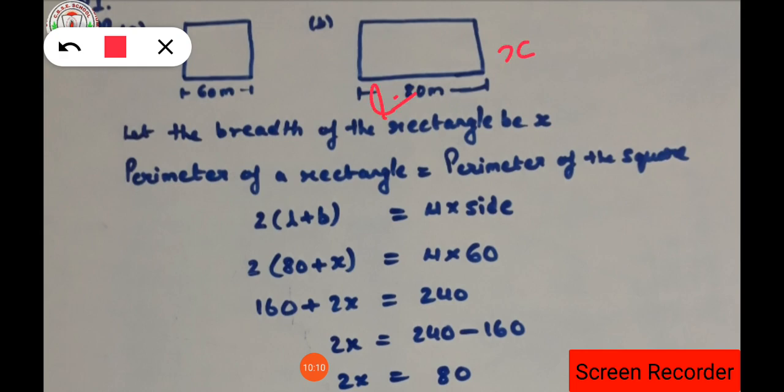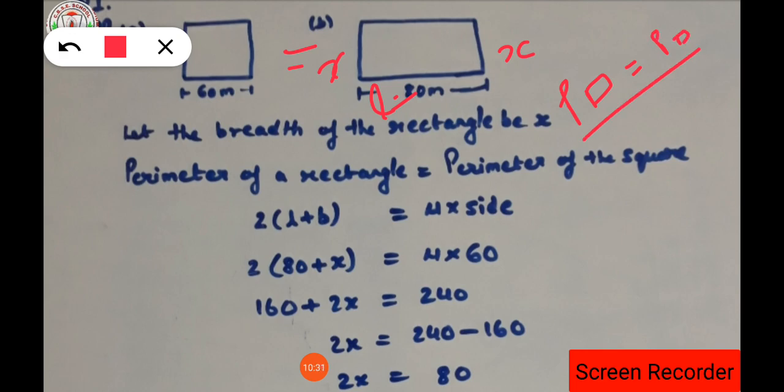The breadth we will consider as x. The length is given as 80 meter, the breadth is not given, so let the breadth of the rectangle be x. As we know, in the question itself it is said that the perimeter of the rectangle is equal to the perimeter of a square. This is the perimeter of a rectangle and this one is the perimeter of a square.